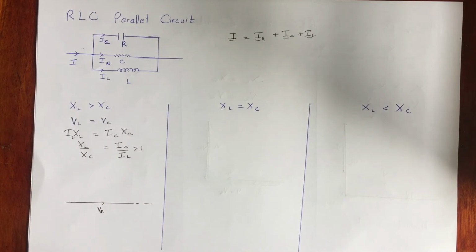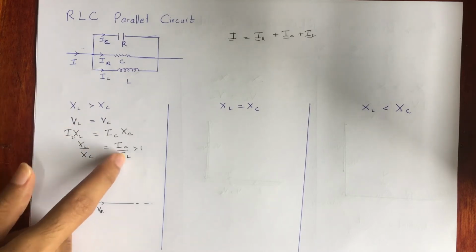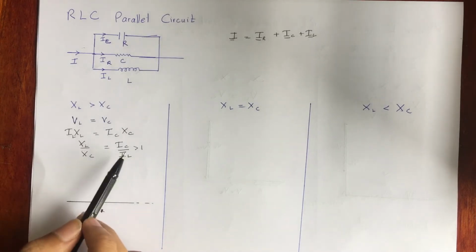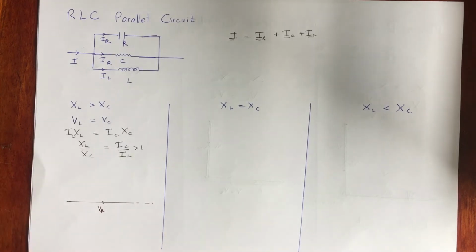So remember, you don't need to memorize this, but if you know that XL, the impedance of that inductor, is greater than the impedance of that capacitor, you can easily prove that the current going through that capacitor is going to be greater than the current going through that inductor. So that's the main point. You can directly derive that using Ohm's law. So let's draw that. From that we can directly tell IC is going to be greater than IL.